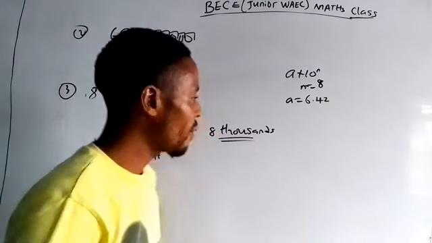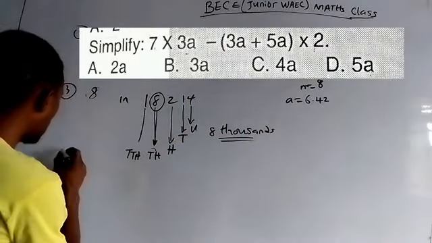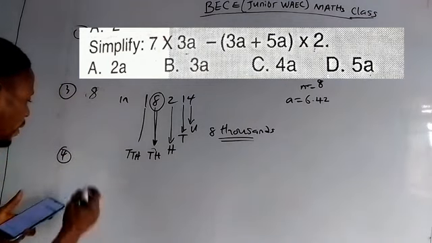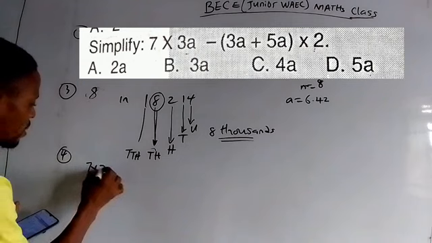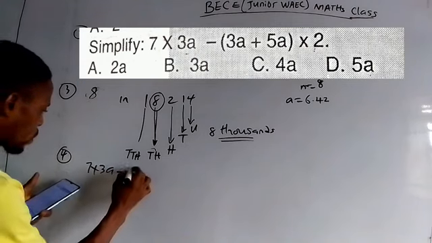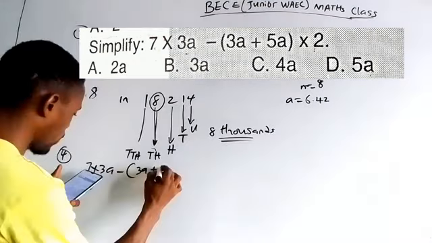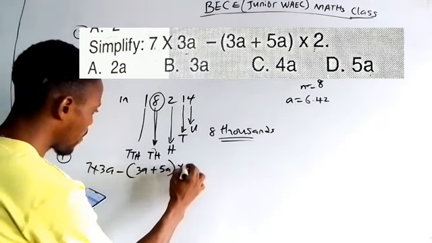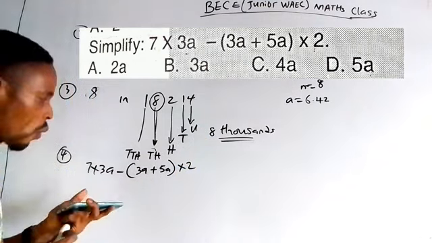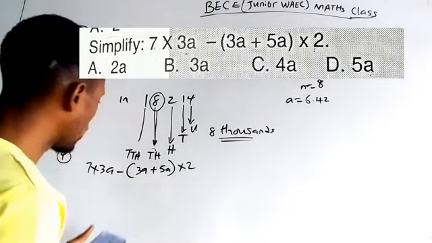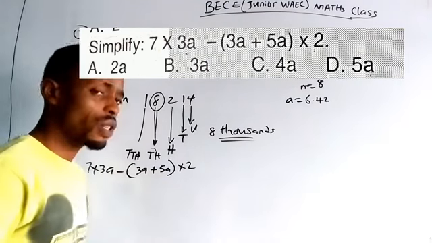So we have question 4 here. The question is that you simplify 7 times 3a minus, open brackets, 3a plus 5a, close brackets, multiplied by 2. So we want to simplify this expression. So how do you solve this question?